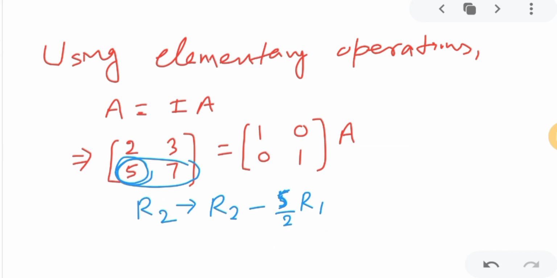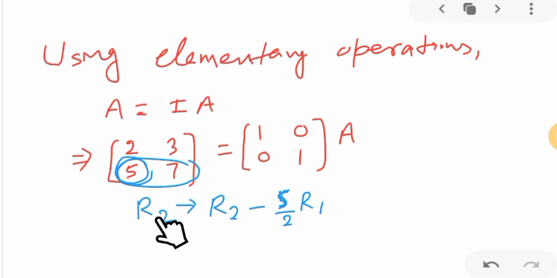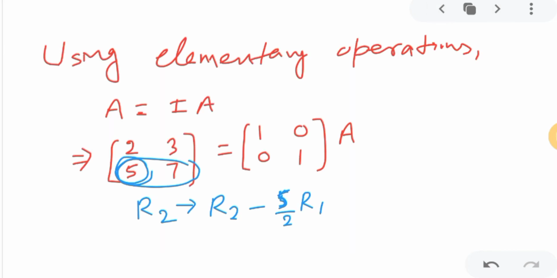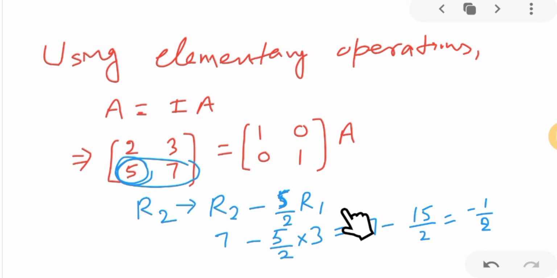So I'm performing the operation and writing it. On the left side R1 will be the same, since I'm not performing an operation on R1: 2, 3 as it is. This element becomes 0, as I just calculated. And 7 becomes 7 minus 5 upon 2 into R1. R1's corresponding element is 3, so 7 minus 15 upon 2. If you calculate, you will get minus 1 upon 2. So instead of 7, I will write minus 1 upon 2.